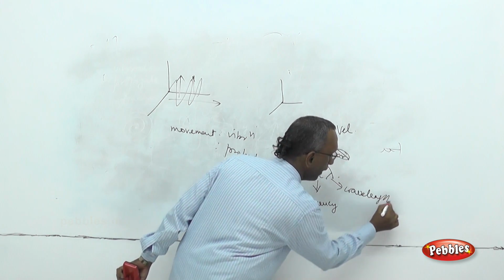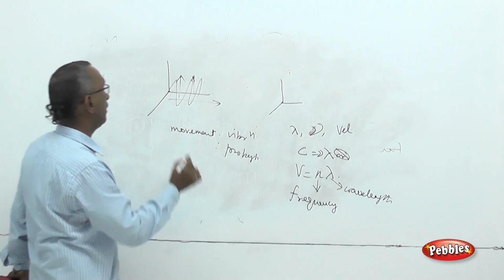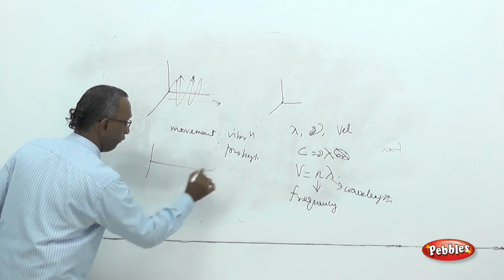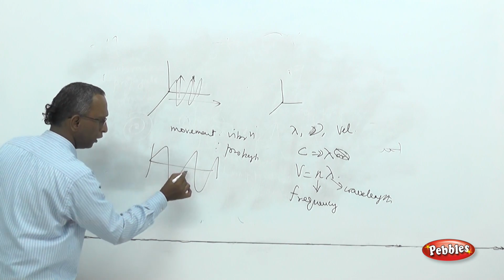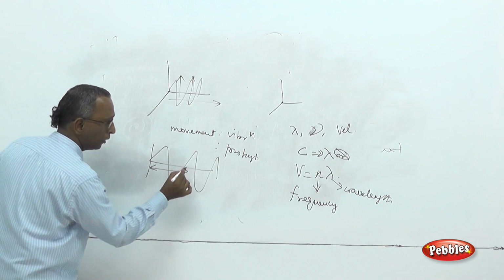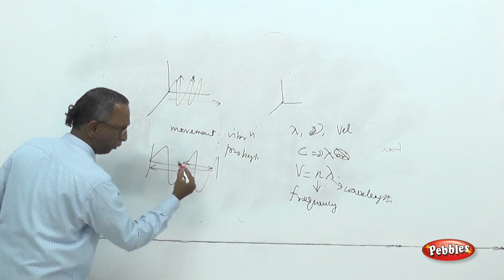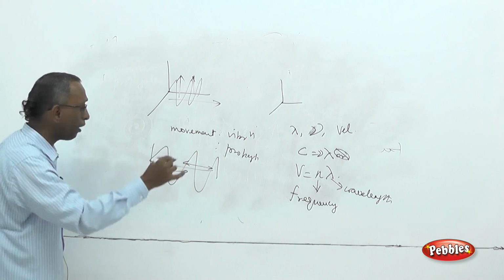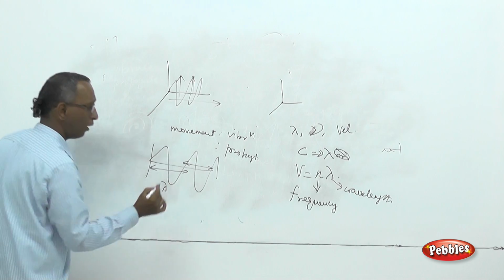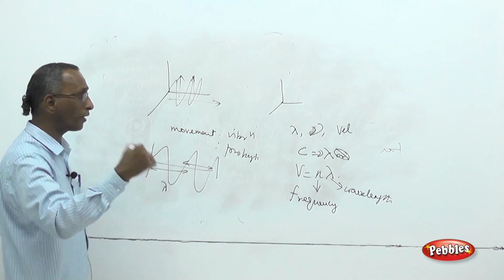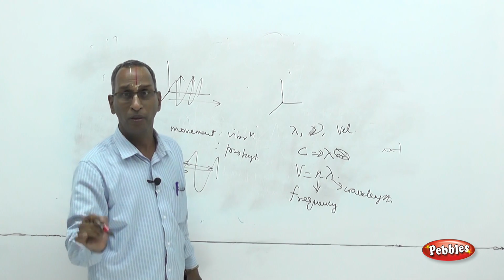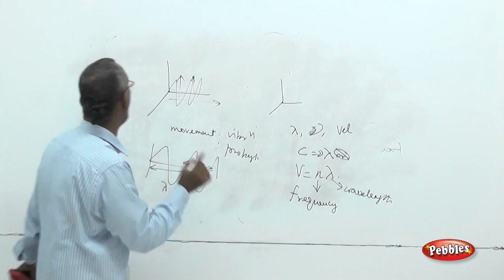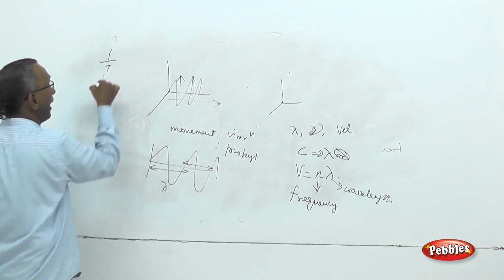Wavelength, as the name implies, is the length of one particular wave. What is meant by the length of one wave? This is a general wave. This portion is called one wave, and this portion is called another wave. So it is made up of a number of waves. How many waves cross a point in unit time? That is called frequency. So frequency is the reciprocal of time.